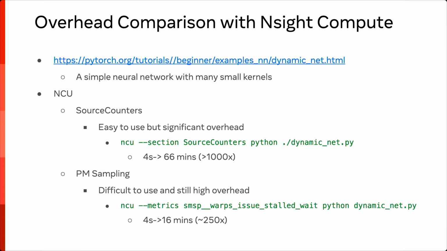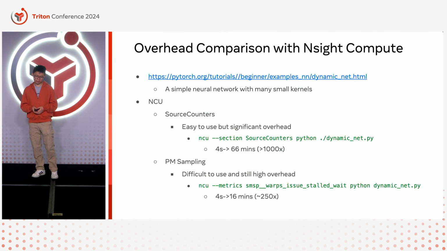The first one is to supply an option called --section SourceCounters, which is going to collect more metrics than instruction sampling. Because it collects a lot of metrics, it's going to introduce very significant overhead. Originally, the PyTorch script runs for only 4 seconds, but after you enable this source counter section, it is dilated to 66 minutes, meaning that the overhead is more than 1,000x.